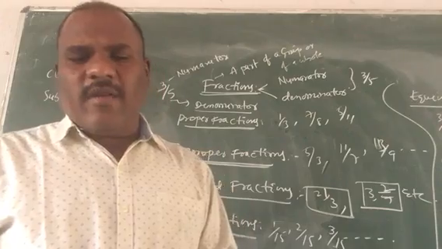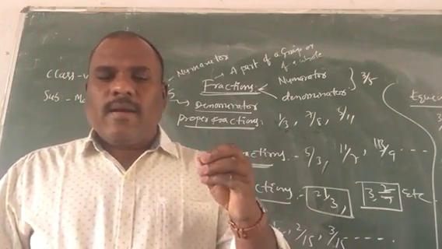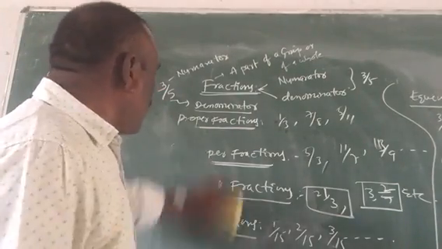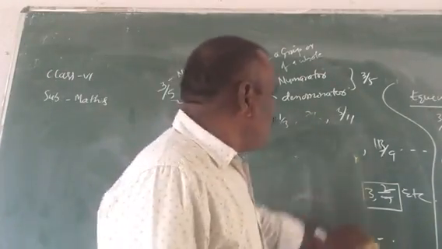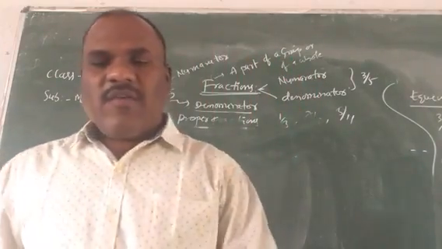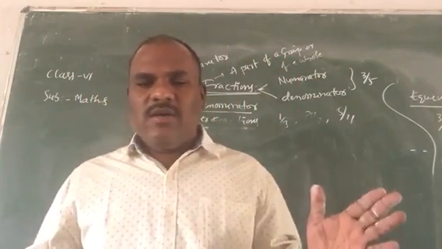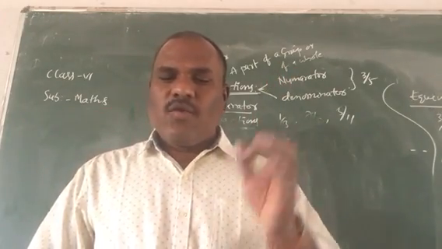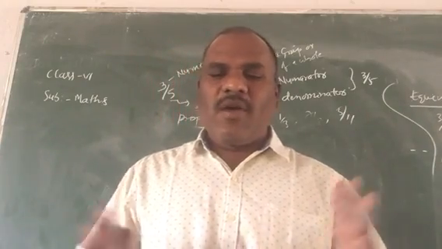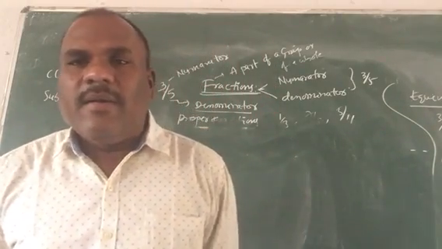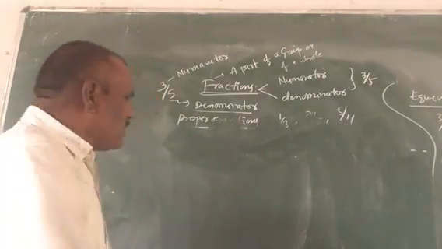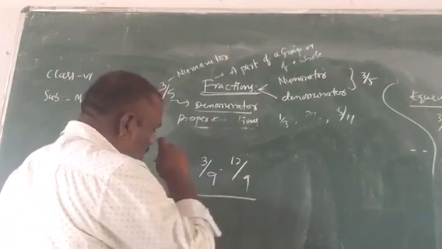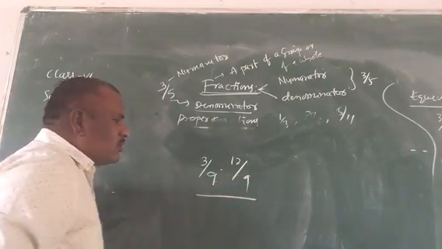And children, here remember comparing like fractions. How to compare like fractions? Which fraction is more and which fraction is less? For example, children, between two fractions with the same denominator, the fraction with the greater numerator is greater. For example, children, 3 by 9 or 12 by 9. In this, you know very well, the denominator is the same, so those fractions are like fractions.